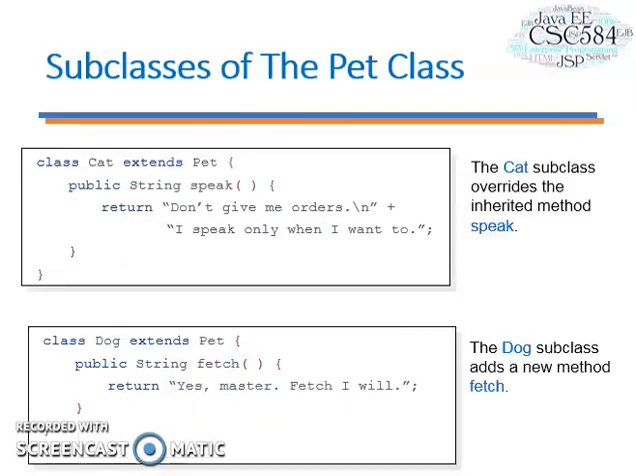Next, let's look at the subclasses of the Pet class. The first class is Cat, which extends Pet, and it has one method, speak, which will override the speak method in the parent class. Next, let's look at class Dog, which extends Pet, and it adds a new method, fetch, in the class Dog.